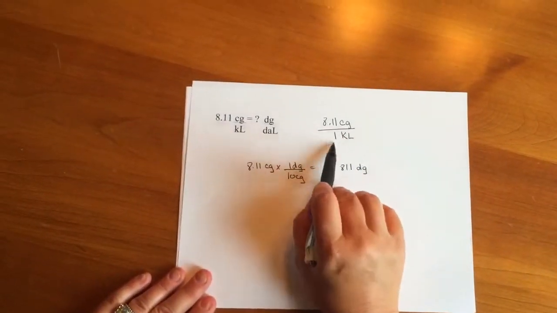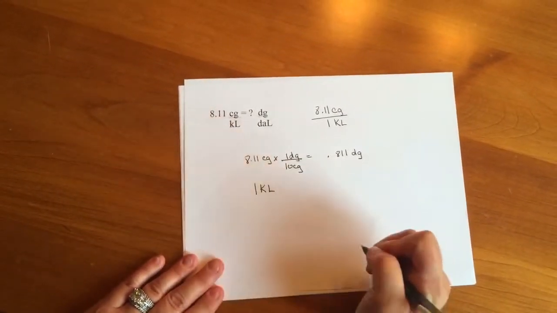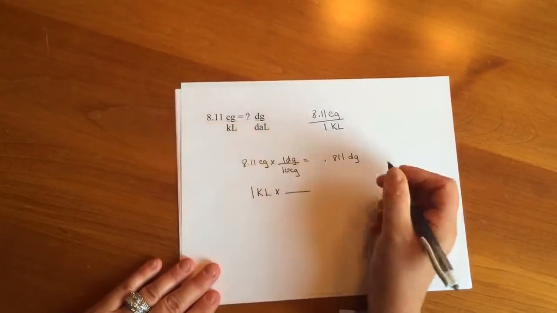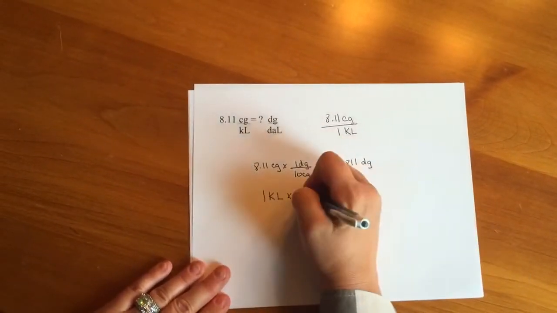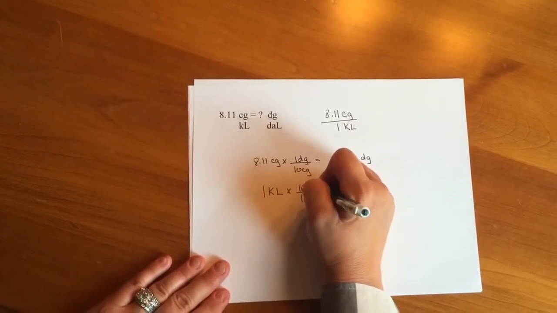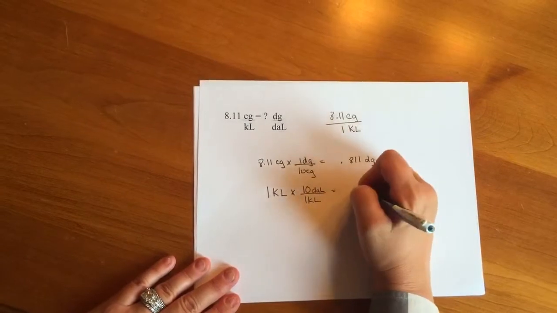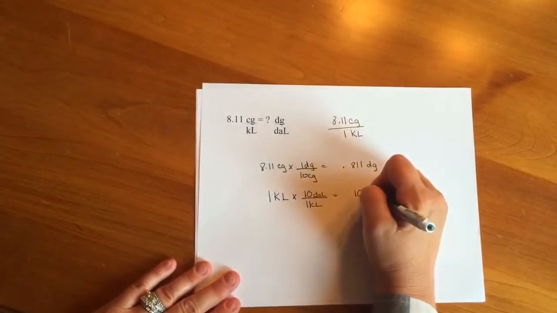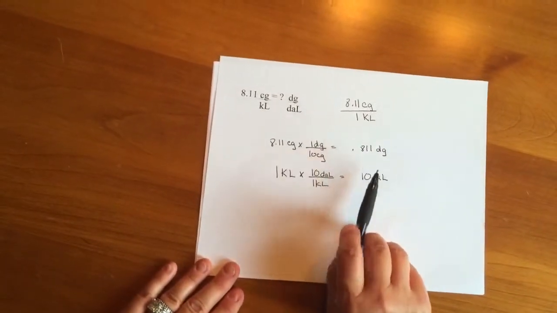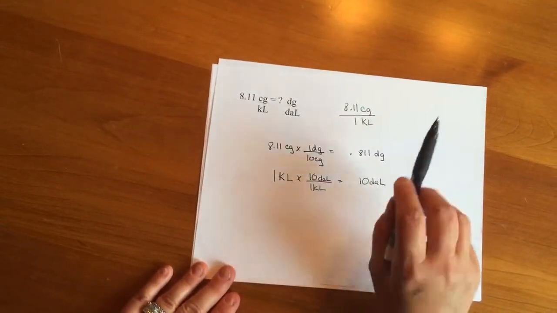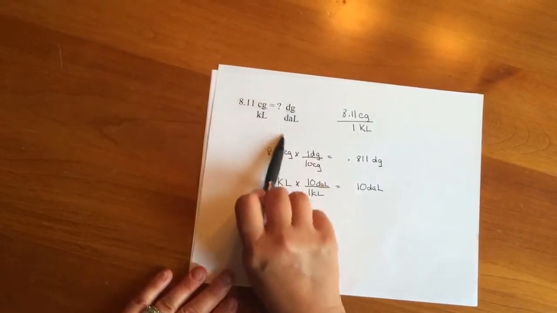So now we're going to look at the 1 kiloliter. We're going to take 1 kiloliter, and we know that in 1 kiloliter there are 10 deciliters. And so when we convert that, we get 10 deciliters. So now we have the decigrams and we have the deciliters, what we're looking for.